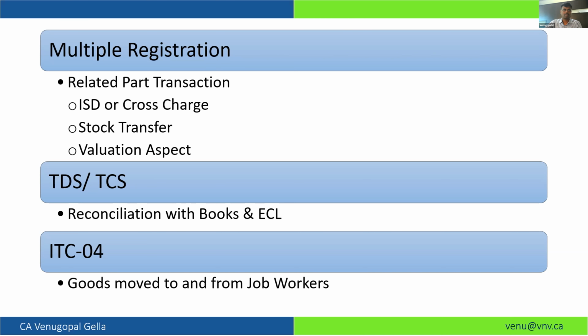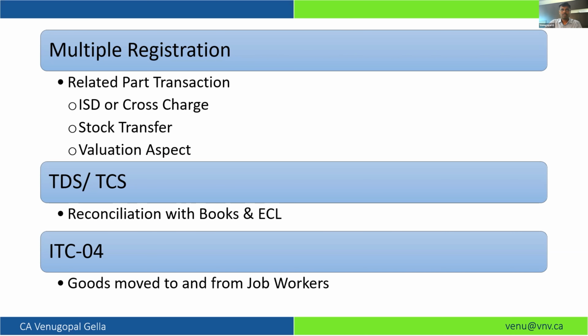ITC-04, goods movement to and from the job worker. If there is any principal manufacturer who is sending their goods for the purpose of job work, then you need to be careful that in case of inputs within 1 year and capital goods within 3 years, you must receive back the goods which you have given for job work. If you don't receive them, then it will be considered as a supply. If you have received them, then there is no liability. Plus you have to make sure you file ITC-04.